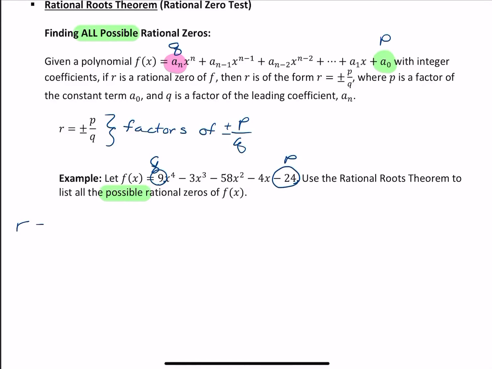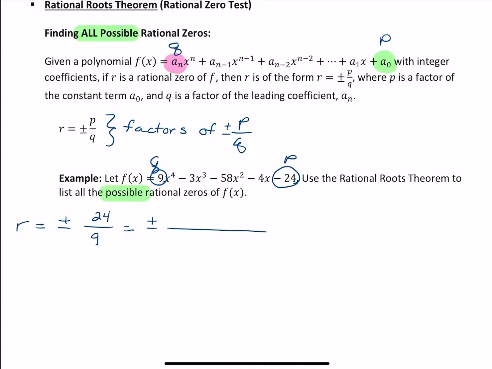So my possibilities are plus or minus, I'm just going to put 24 here. You don't have to really worry about the sign because you have plus or minus, so it gets the negative and the positive of that number. So the sign doesn't matter here. And then you divide that by 9. So these are the factors of 24 over the factors of 9.